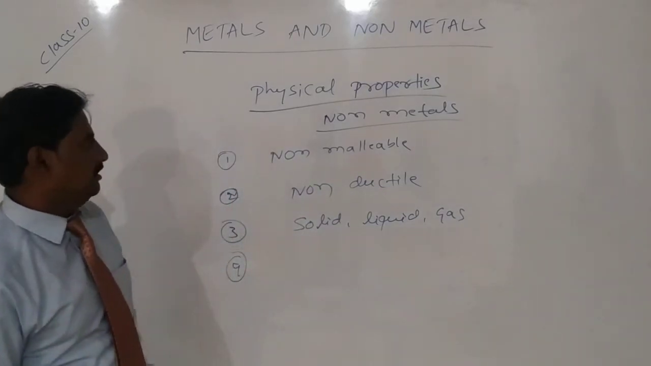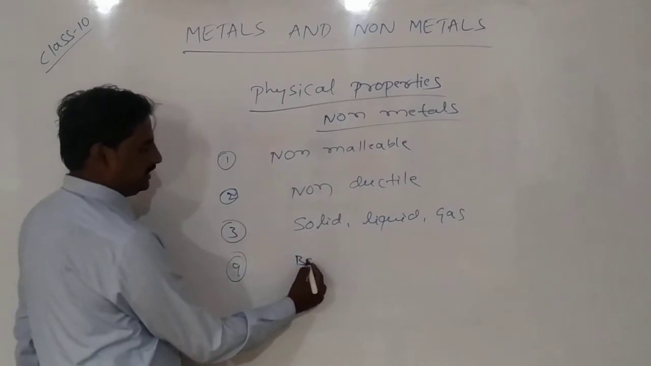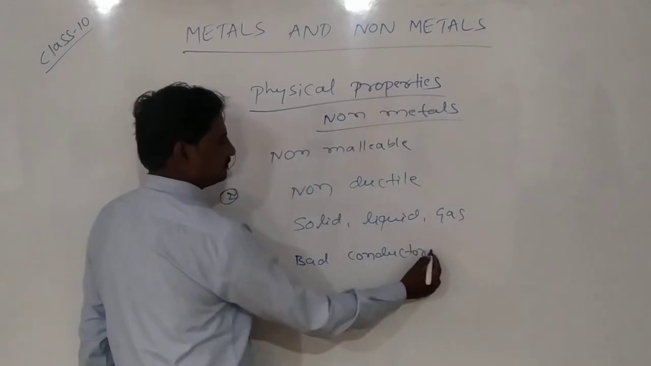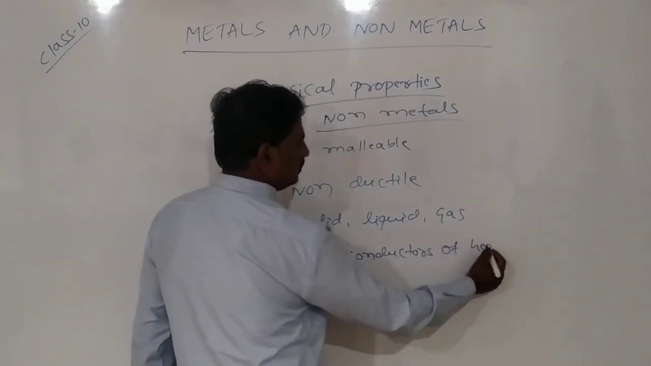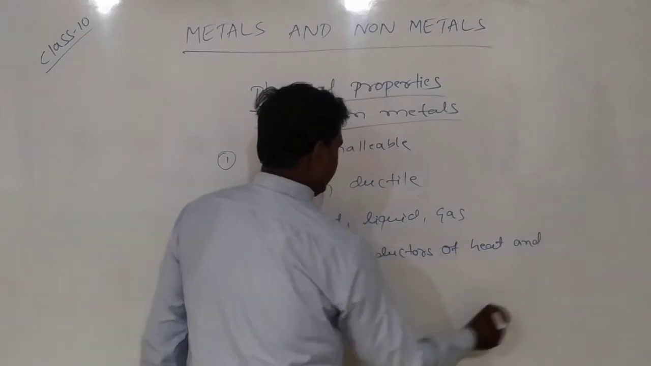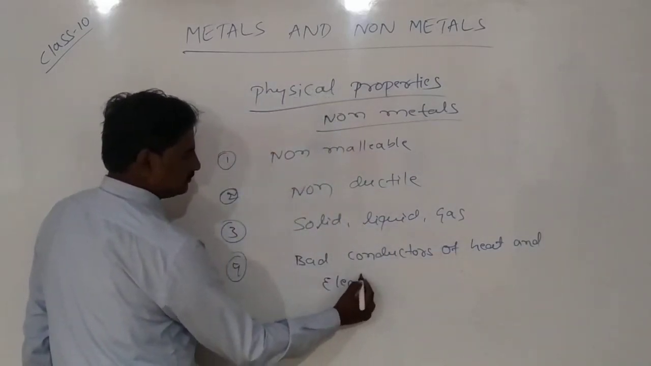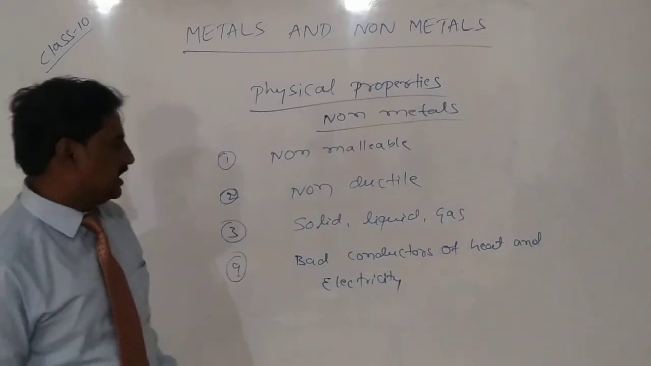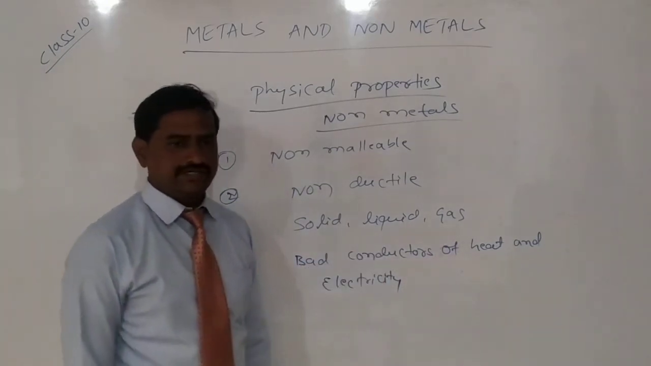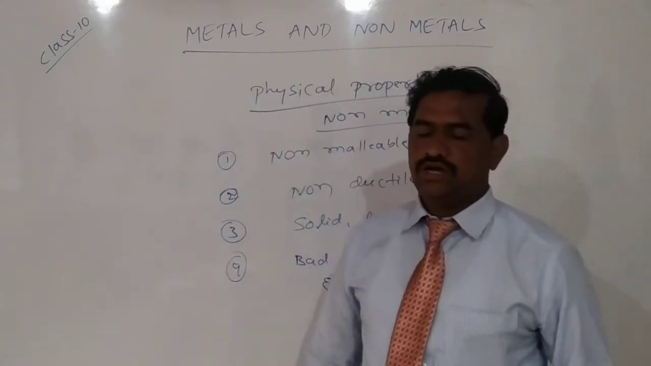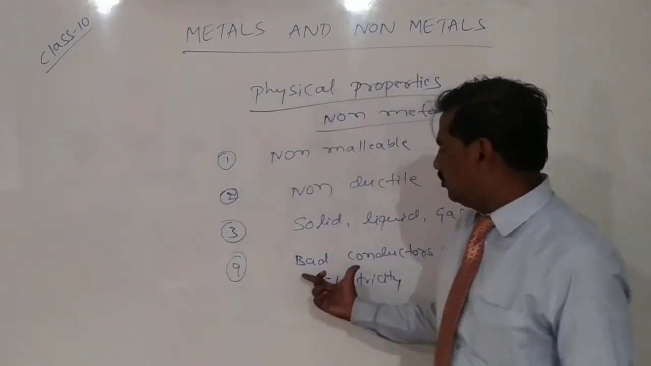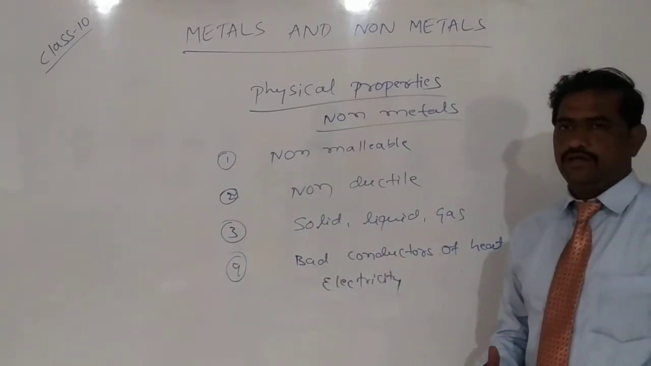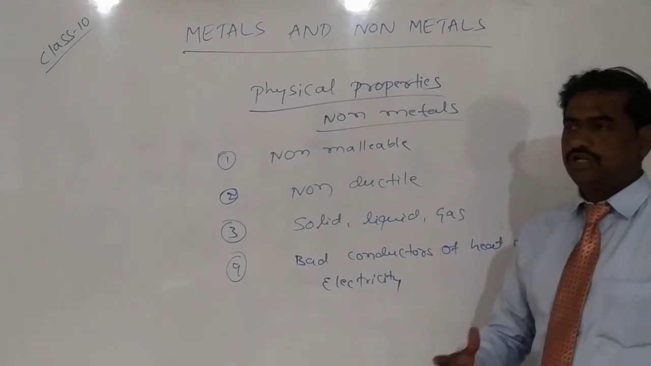The next, they are bad conductors of heat and electricity. Usually the non-metals are bad conductors of heat and electricity. Metals are good conductors of heat and electricity, but non-metals are bad conductors, which means the current and the heat will not transfer.